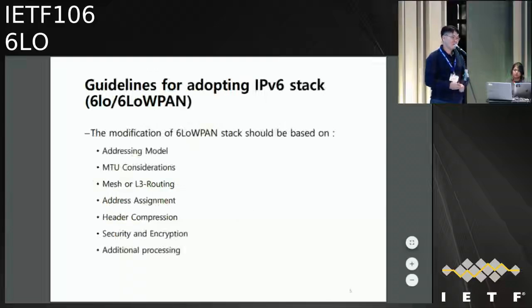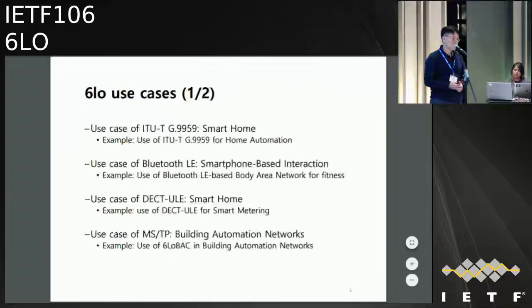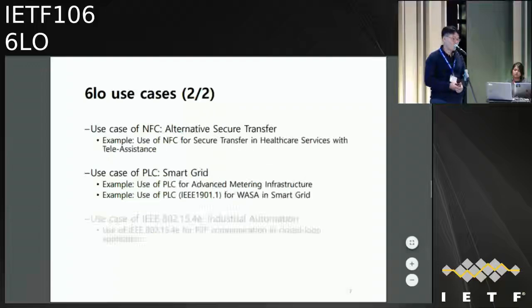We have the guidelines for adopting the IPv6 stack, for example, addressing model, MTU consideration, mesh or L3 routing, address assignment, header compression, security and encryption, additional processing, etc. In the latest draft, we have the use case of each 6lo link layer technology. For example, G-Wave can be used for smart home, BLE for smartphone-based interaction, NFC for alternative secure transfer, and PLC for smart grid.